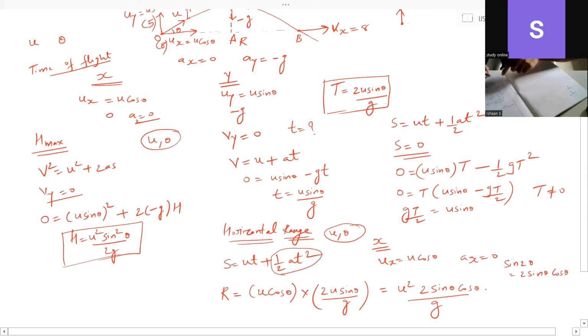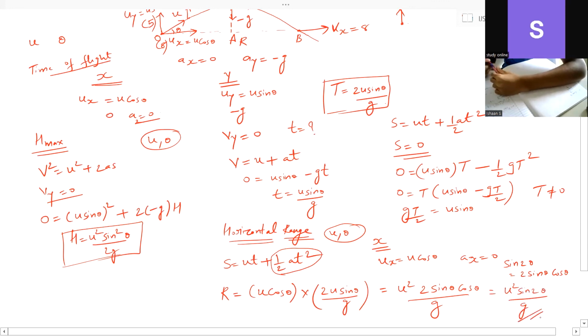You are not aware of this trigonometry formula now. No. Okay, don't worry, because why this is important, I will explain in the next part. Just write down this much. Then I will explain why this is important.